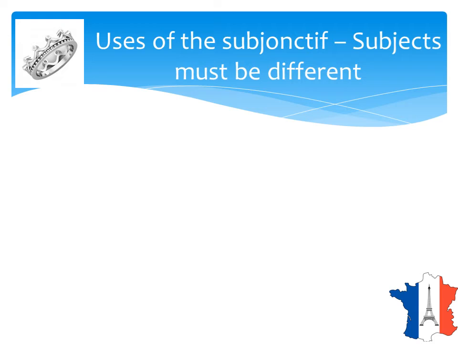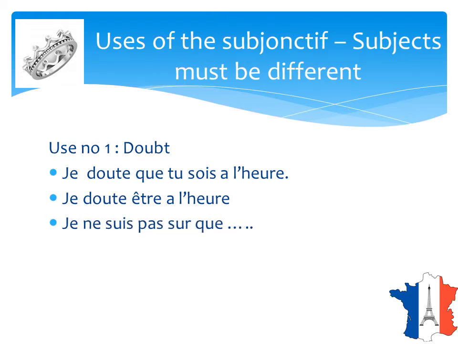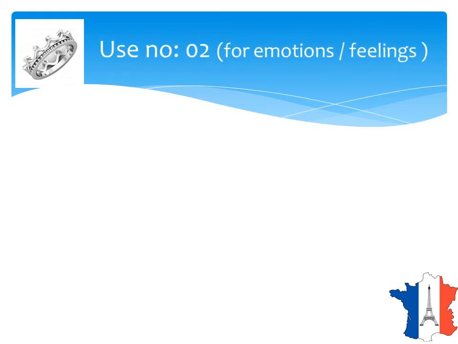There are 3 usages of subjunctive. Subjects must be different, so remember that always. So whenever you have doubt, like je doute que tu sois à l'heure. If the subject is the same, you use the infinitive, like je doute, être à l'heure. When the subject is different, like here je doute and tu sois, then you use the subjunctive. Je ne suis pas sûr que, the other expressions which you are doubtful. Then c'est douteux que, il est probable que, these are all expressions which use subjunctive.